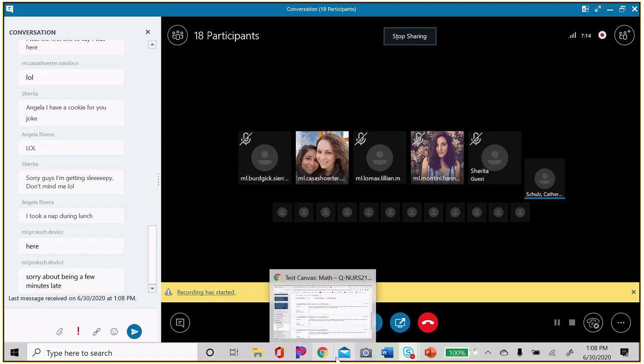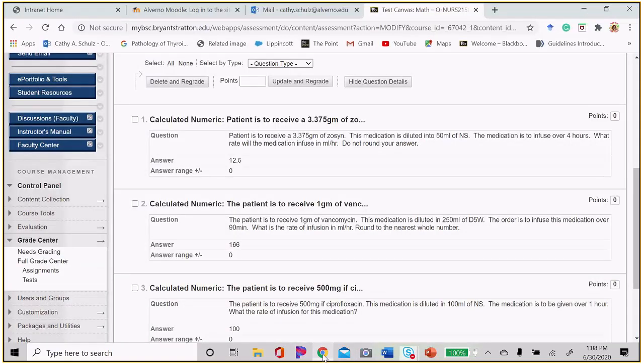Do these math problems. This is very much what the questions are going to be on the exam. This is a patient that's getting 3.375 grams of Zosyn diluted into 50 milliliters of saline, and it's got to go over 4 hours. And that's the standard way Zosyn is given. It's given really slowly. So what rate will the medication infuse in milliliters an hour?